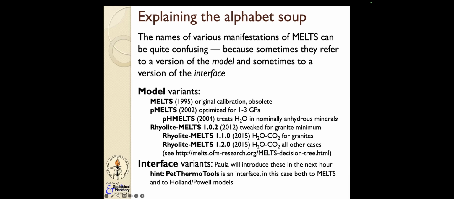Then in 2012, the Rhyolite-MELTS model, its first version, 1.0.x, I think currently 1.0.2, came out. And Rhyolite-MELTS supersedes the original MELTS. In 2015, Ghiorso and Gualda released a model that has a mixed vapor phase and a model for solution of CO2 as well as water into the silicate liquid. And that spawned two new versions, Rhyolite-MELTS 1.1 and 1.2, which I will explain the difference between in a moment.